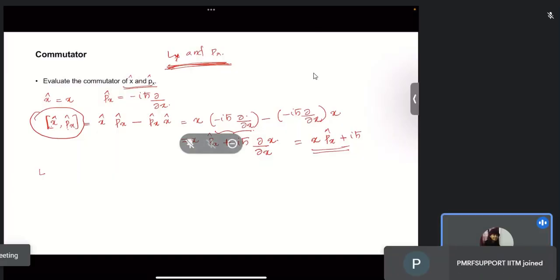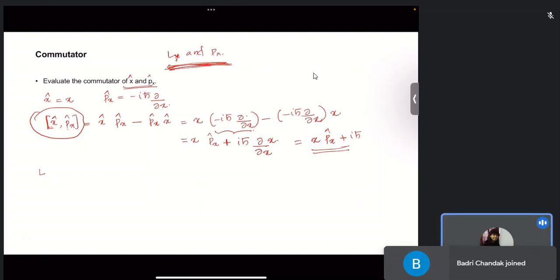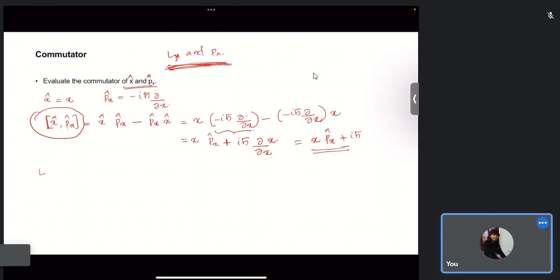I forgot if I have mentioned why we write it with a cap. The cap just denotes that it is an operator. So let me explain how we calculate Ly cap. L is the angular momentum operator. This is L cap, in general, the angular momentum operator.